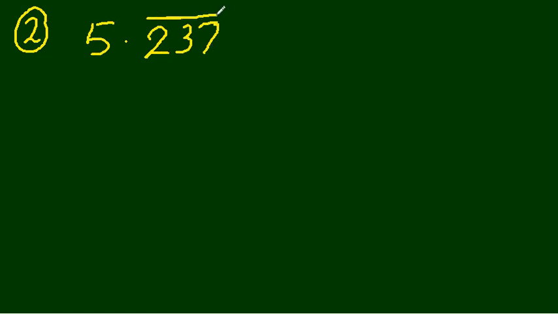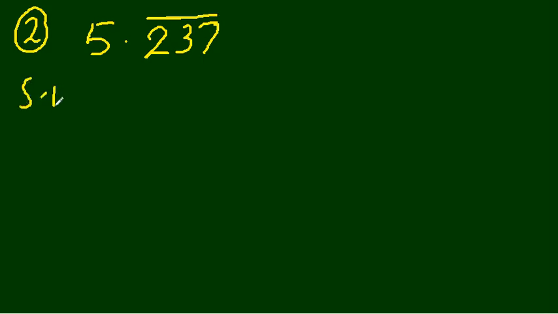Example 2. Let me take the decimal, say 5.237 bar. Here I have represented the same decimal in a different format. What does the bar indicate? It indicates that that particular block of digits is repeated. So we follow the same steps.